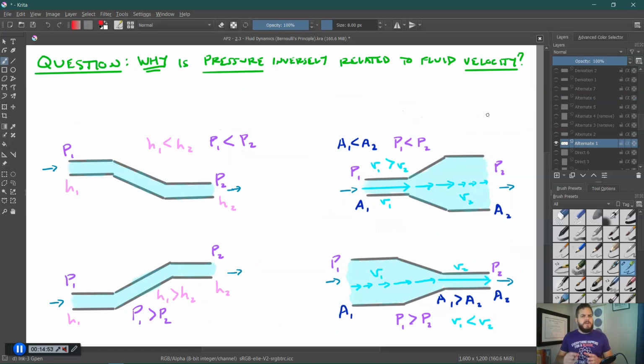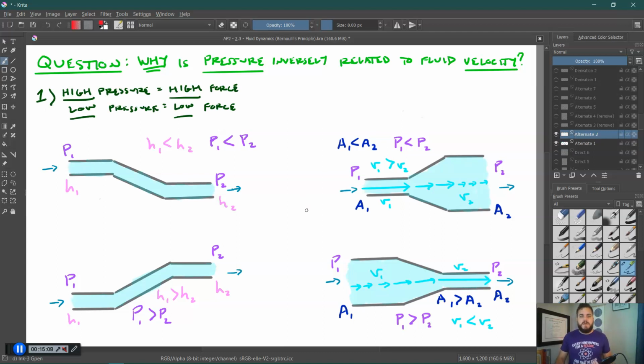Now, I started to talk about this just a second ago, but now is really the crux of this whole idea, which is: why is the pressure inversely related to fluid velocity? And there's a couple of different ways we can think about this. The first is a way we've already been concentrating on, which is that high pressure correlates to high force and low pressure correlates to low force. So let's concentrate specifically on this area over here.